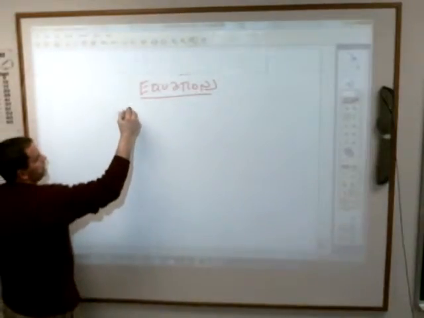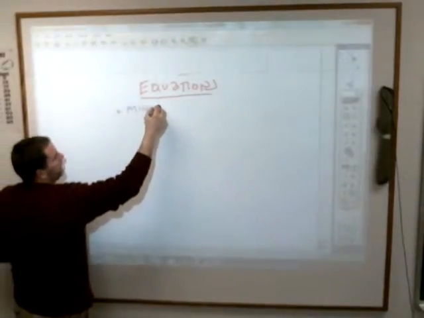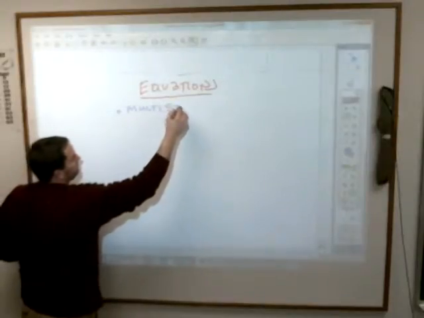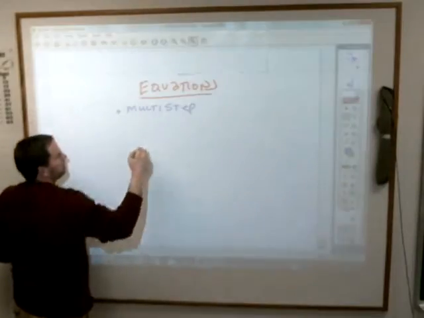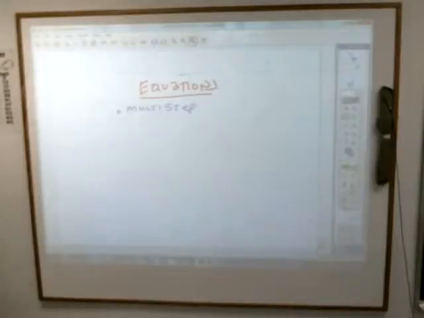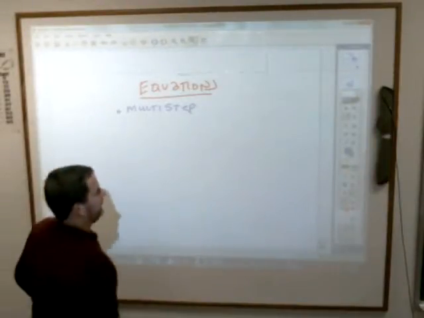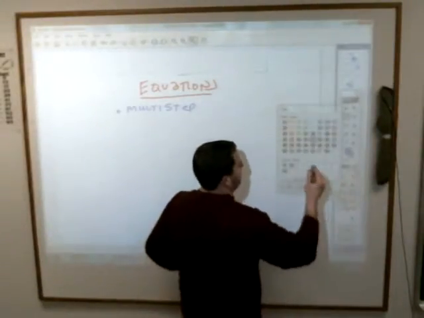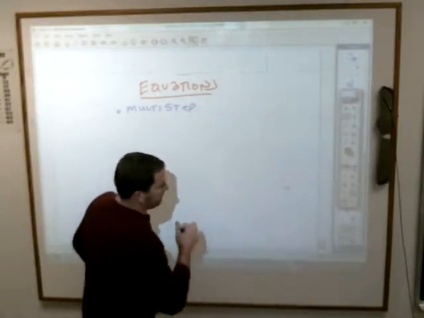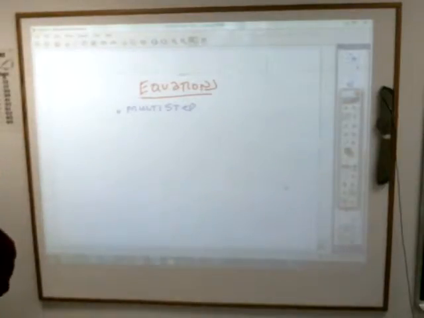Under equations here, this is multi-step. I know this gets to be a little tough, but when you hear the word multi-step, what do you suppose that means? Exactly. So there you go. Half the battle is won. Write down this example. Let's start with some easy ones, work our way up to the harder ones.